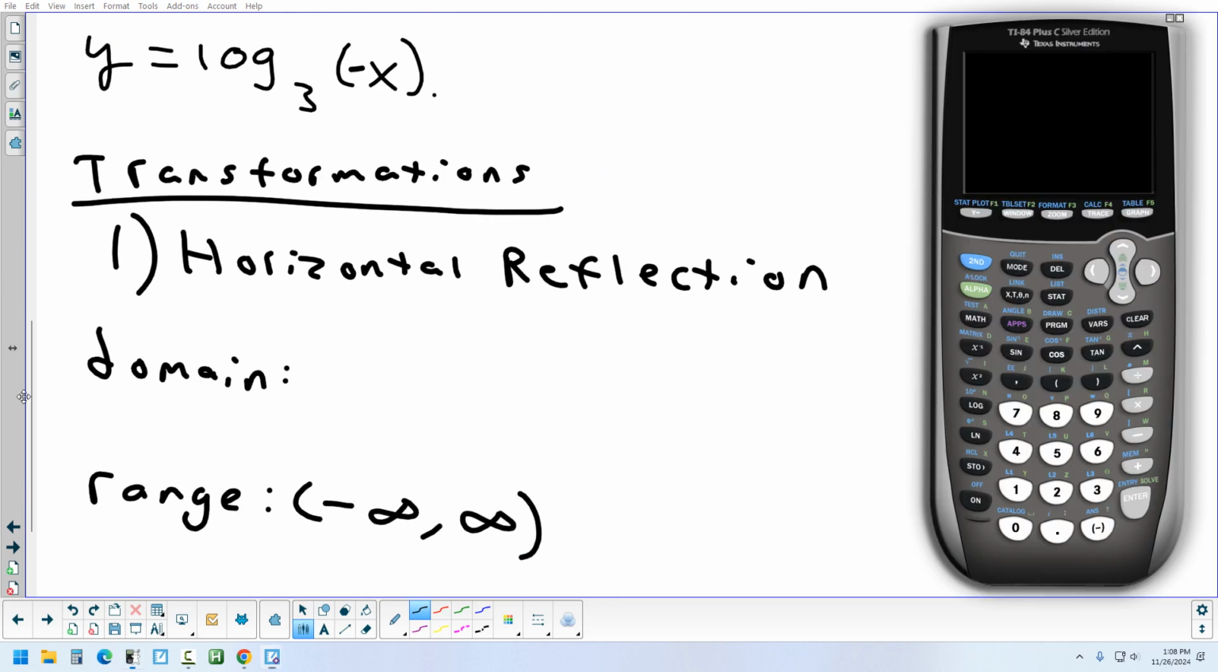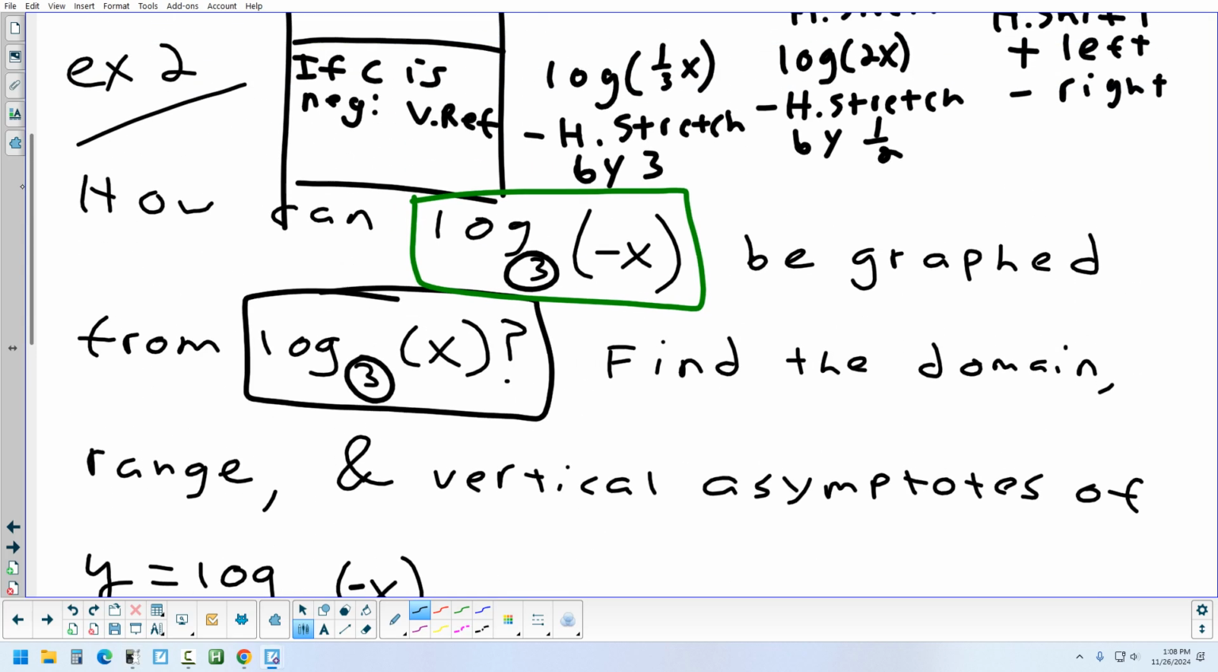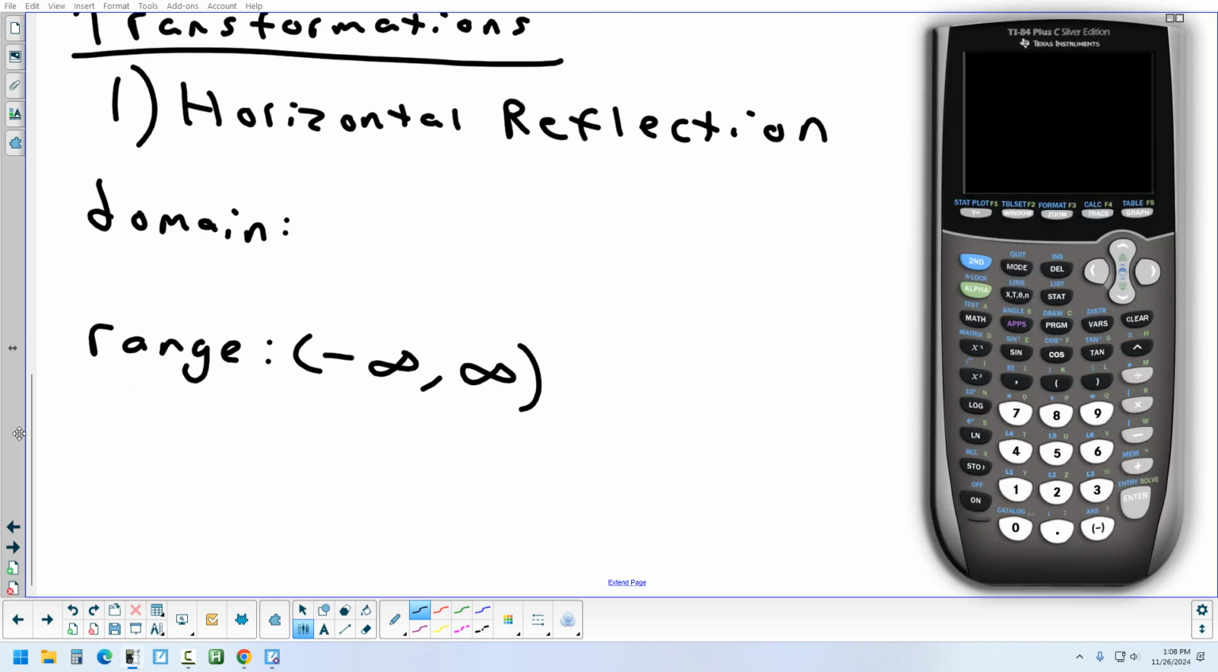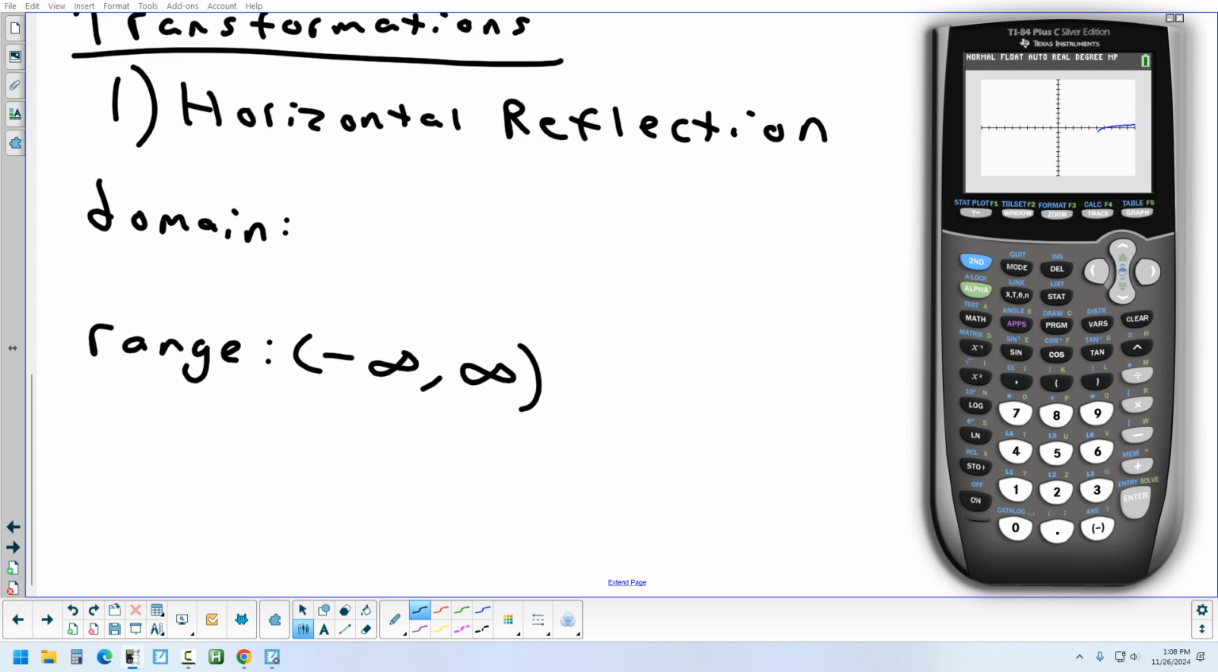So let's sketch it. Log base 3 of negative x. How am I going to type that in? Because it is not base 10. You're going to do log negative x divided by log 3. So let's type it in, look at it, and see if we can get these other couple things.